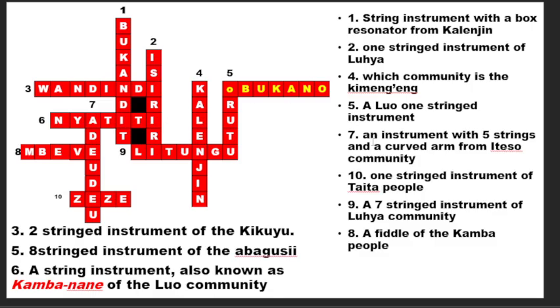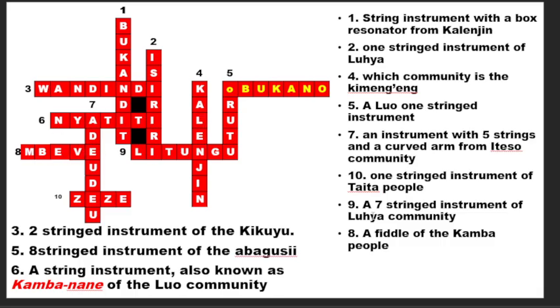Number 7: an instrument with 5 strings and a carved arm from the Teso community is known as Adeudeu. Here is the Adeudeu. Then question number 8: a fiddle of the Kamba people is called Mbeve. That's number 8. Mbeve is here.